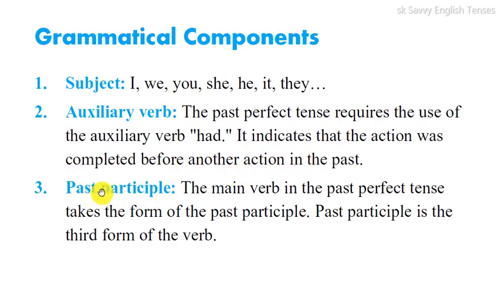And the third one is the past participle. The main verb in the past perfect tense takes the form of the past participle, and the past participle is the third form of the main verb.